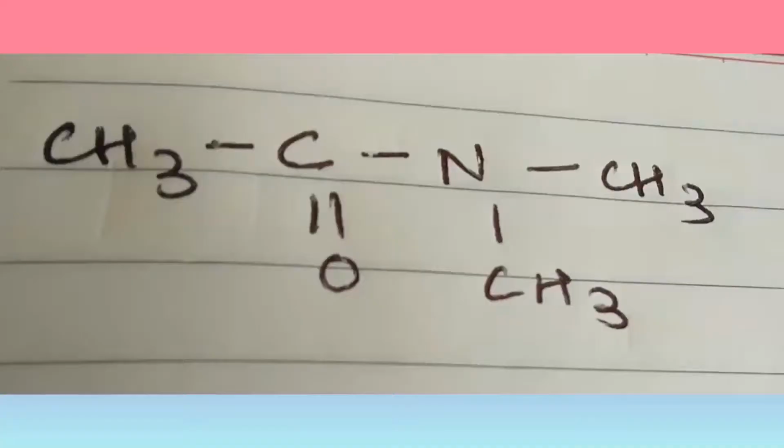Now coming to our next one. So this is an amide compound. So you all know what amides are. Amides are nothing but carbon atoms that have a double bond O present with it and that is attached to a nitrogen group. That is known as an amide group.